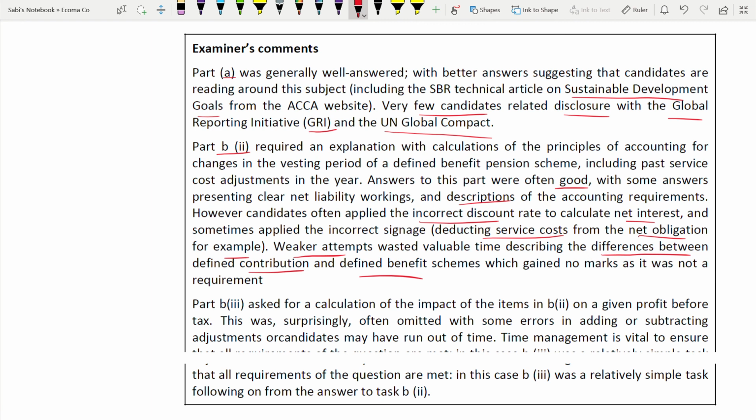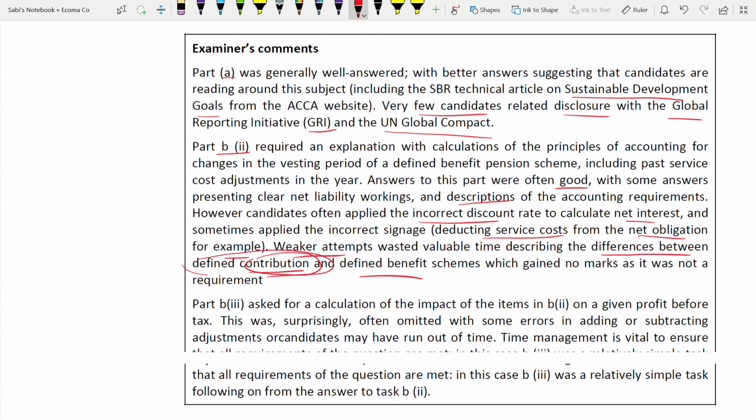Why did they do this? Because the question said to explain the principles or accounting of the pension scheme. That does not mean that you define the difference between this and that. If they had given some hint about defined contribution in the answer and told you to define, then it would make sense. But nothing has been mentioned about defined contribution, so why would they ask you for the difference?